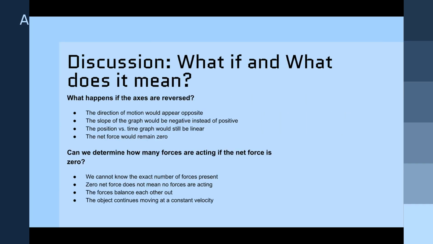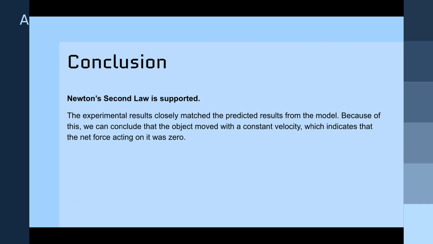If the axes were reversed, the slope wouldn't be negative, but the graph would still be linear. Zero net force does not mean no forces are acting. It means the forces are balanced, so acceleration is zero and velocity stays constant. The experimental results closely match the computational model. This shows that the expo marker moved with constant velocity and experienced zero net force. Therefore, Newton's second law is supported.